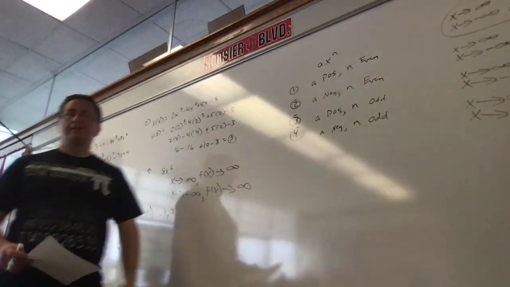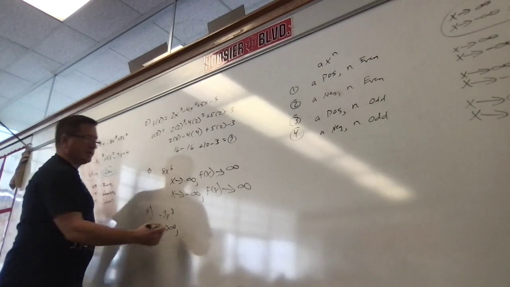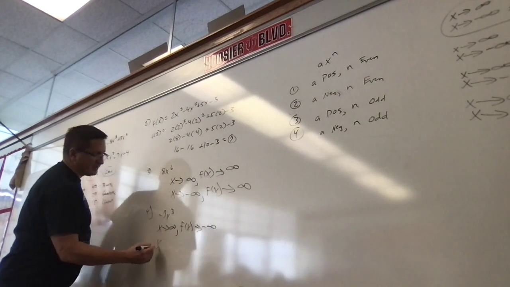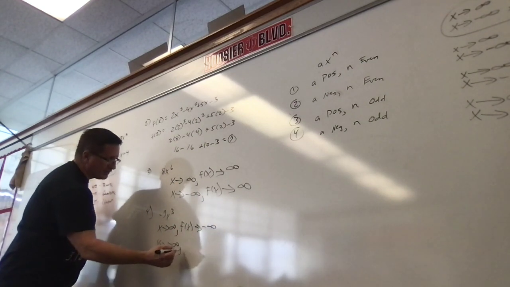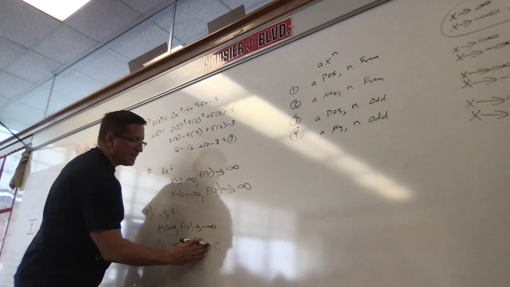So you know what you do with this? Write it down. x arrow infinity, as you go to the right, f of x goes to negative infinity. It goes down. x arrow negative infinity, as you go to the left, f of x, your y, goes to positive infinity, which is up.